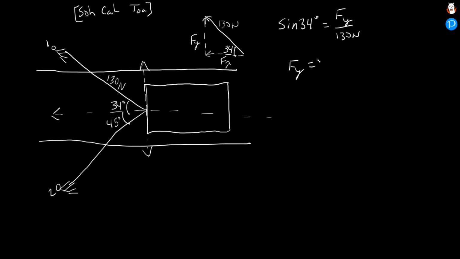So this works out to be, let's see, sine of 34 times 130. And I get, let's see, we'll say 73. We'll just round it to 73 newtons. So this force here is 73 newtons this way. And so we know that this part here has to be 73 newtons. And so now I'm going to take this triangle here. So I'm going to redraw this one down here.